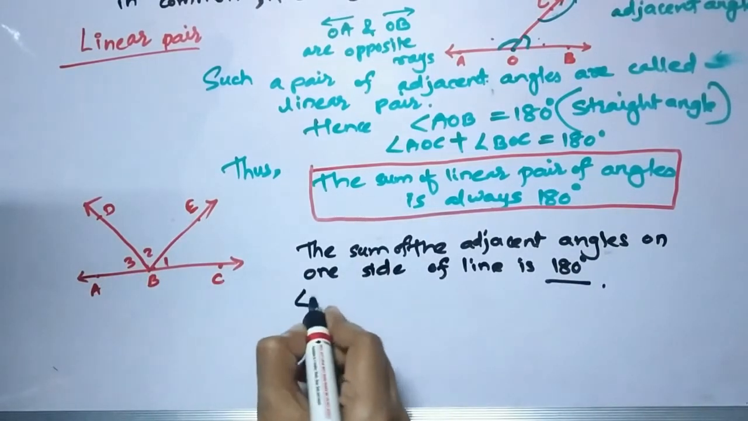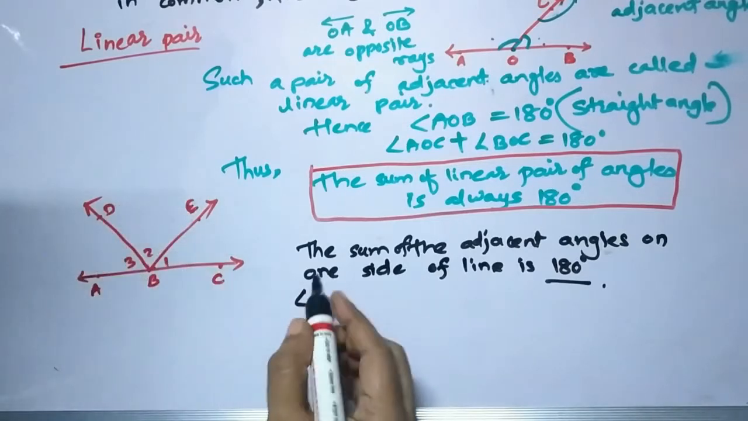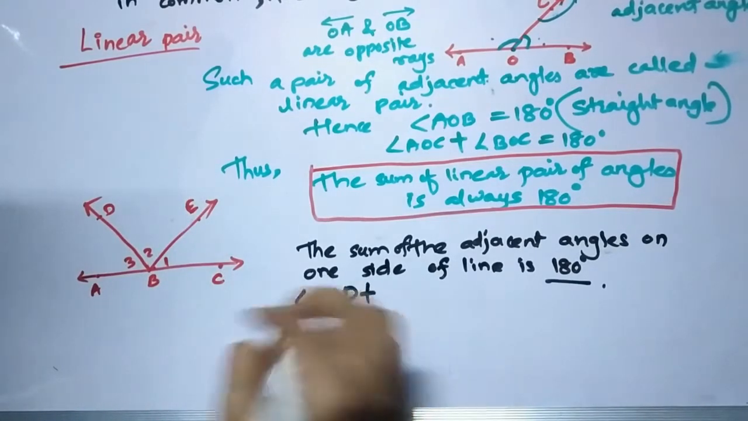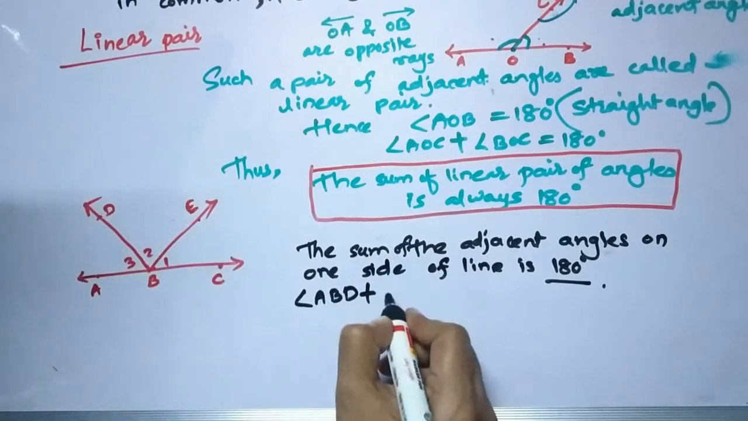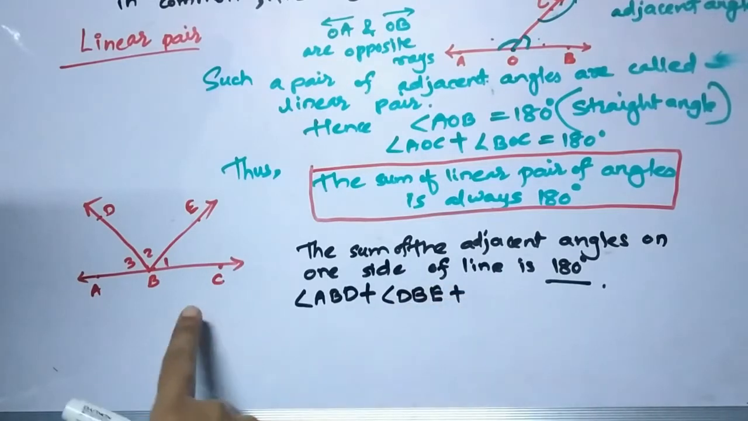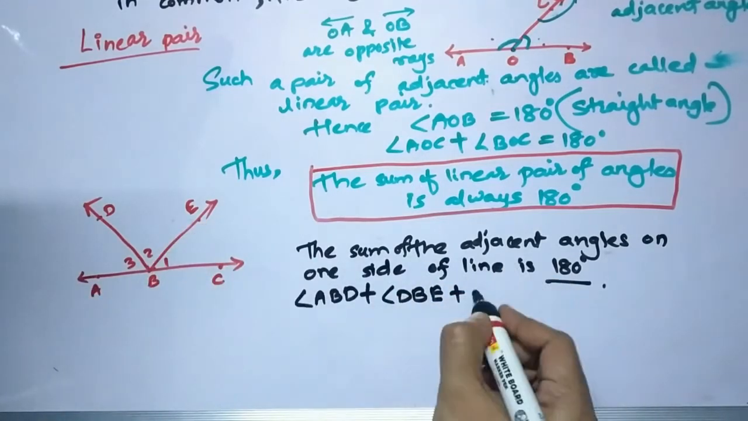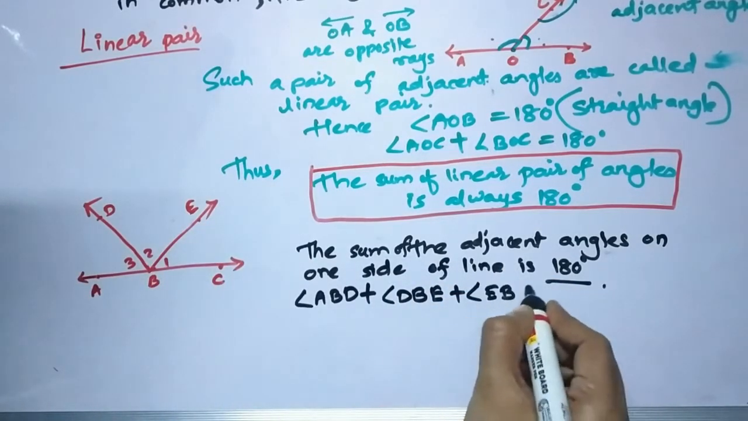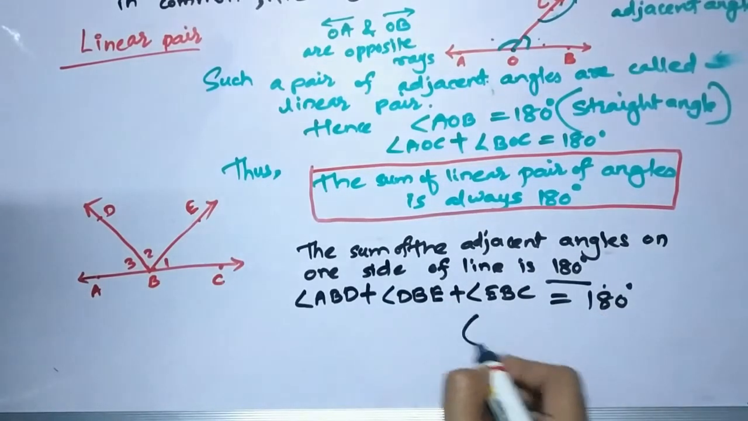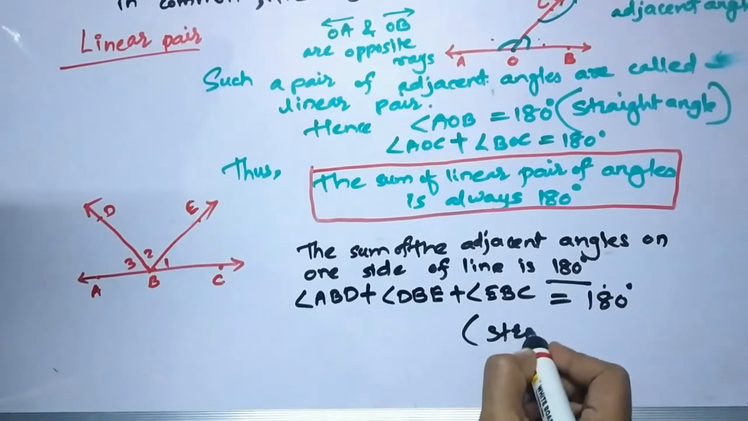So you can say here angle ABD plus angle DBE plus angle EBC is equal to 180 degrees. And the reason you can write is that it is a straight angle.